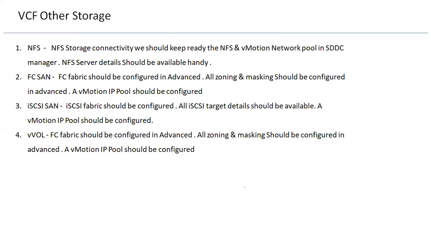Other storage options in VCF that we talked about previously: for NFS, storage connectivity should be configured, and inside the network pool there should be two network pools available, NFS and vMotion network pool. In the same way for FC SAN, your existing FC fabric connectivity should be created there and a vMotion network pool should be there. And for iSCSI SAN again, the iSCSI target details should be available and a vMotion IP pool along with this iSCSI IP pool should be available there. Same way for vVol, if we are using it with FC, then only the vMotion pool. But if we are using it with iSCSI fabric, we require a separate IP pool to be available there.